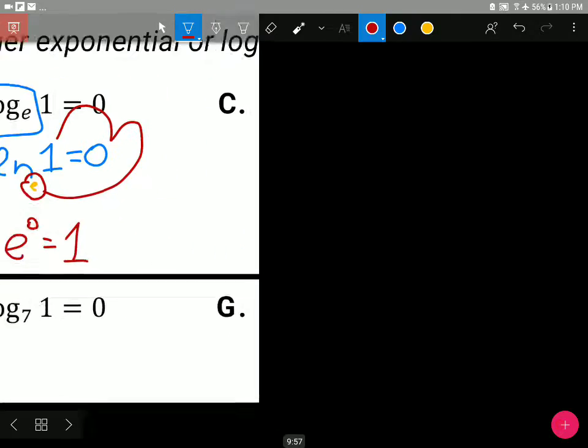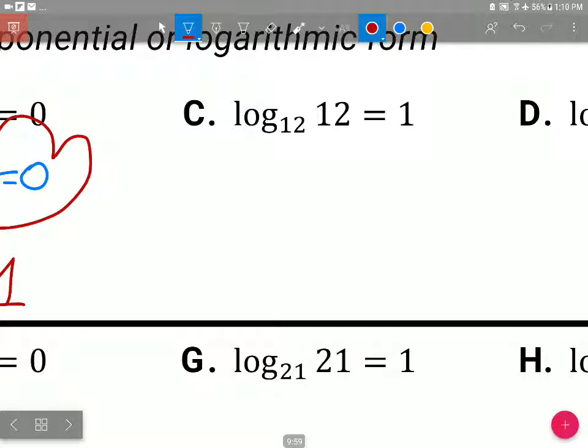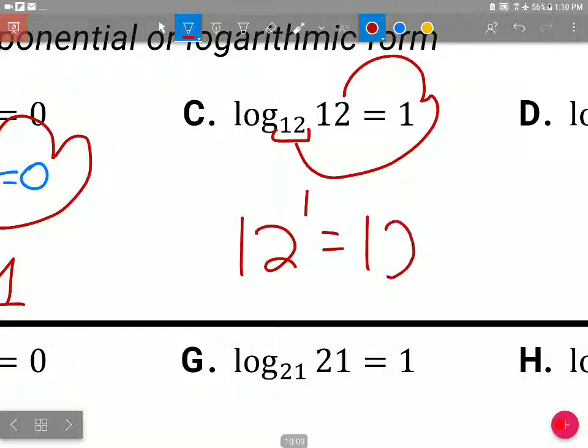All right, letter C. We're going to start with the base. Your base in this case is 12. Boom, come back. So 12 to the what power? 1. Equals 12. And that also is a true statement. Anything to the 1 is itself.